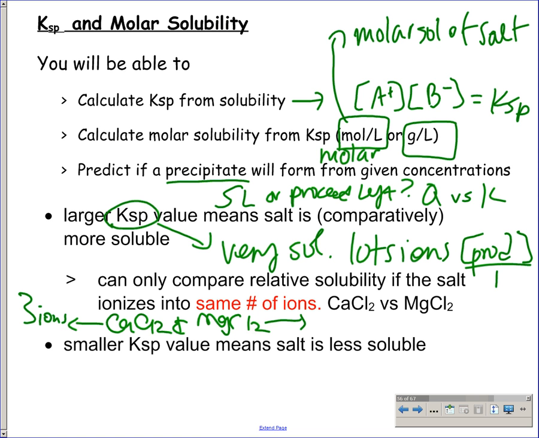Magnesium chloride makes the same thing. It makes magnesium 2+ and 2 chloride ions. I'm not writing this down, but you should know this, okay? Whereas sodium chloride makes how many in solution? 2. Sodium plus and Cl minus. So I can only compare things that make the same number of ions to talk about their relative solubilities.